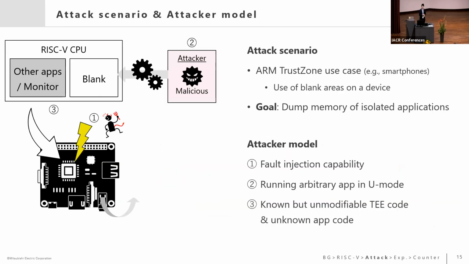Here is the attack scenario and attacker model. We refer to a TrustZone use case, like a smartphone's use case, where a user can use a blank area of a target device. According to the attack scenario, we construct the attacker model. Attackers can inject faults and run an arbitrary application with the lowest privilege on the target device, and know the TEE code, but it cannot be modified. Other applications are also unknown.